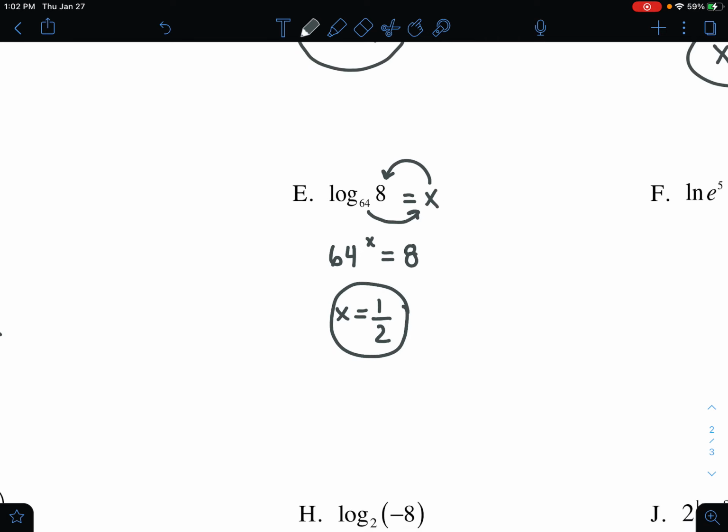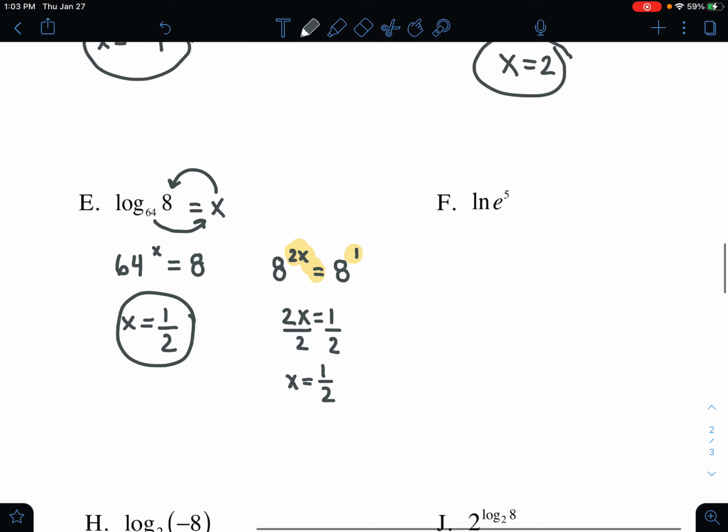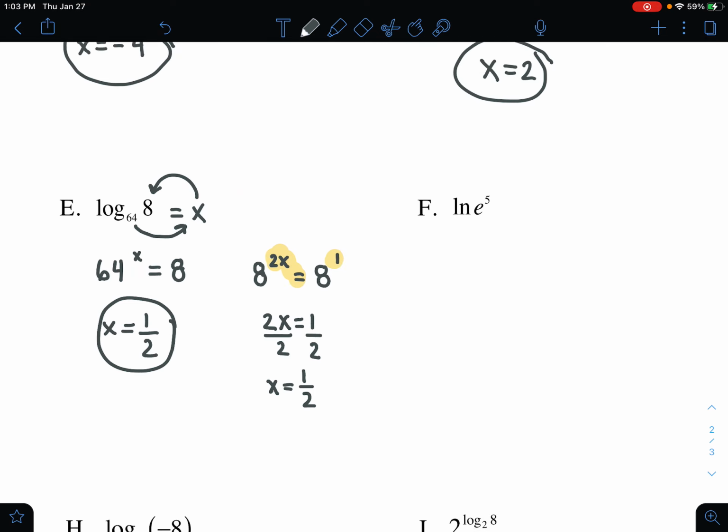If that confuses you, you can do a change of base, so get a smaller, common base. So 8 to the second power is 64, equals 8 to the first power is 8. You could take your exponents and set them equal to each other when you have the same base. Divide by 2, and you still get x equals 1/2. Again, if you have any questions, put a star down next to it so when I look through on Monday, I can see.